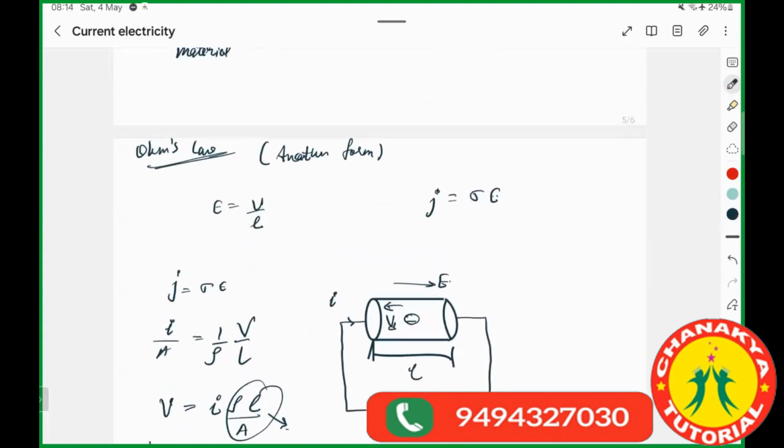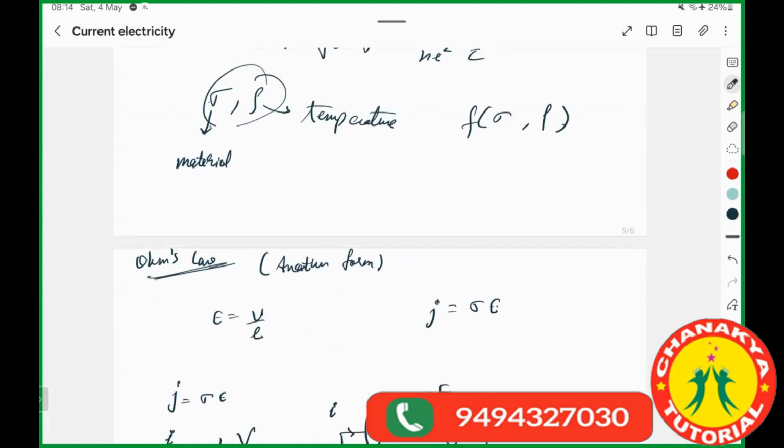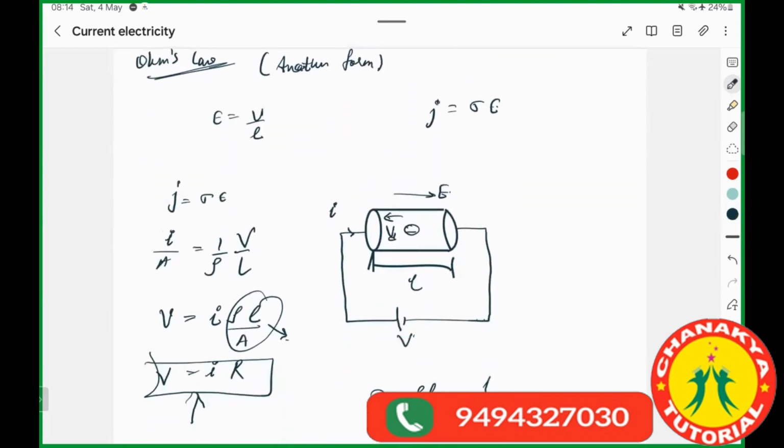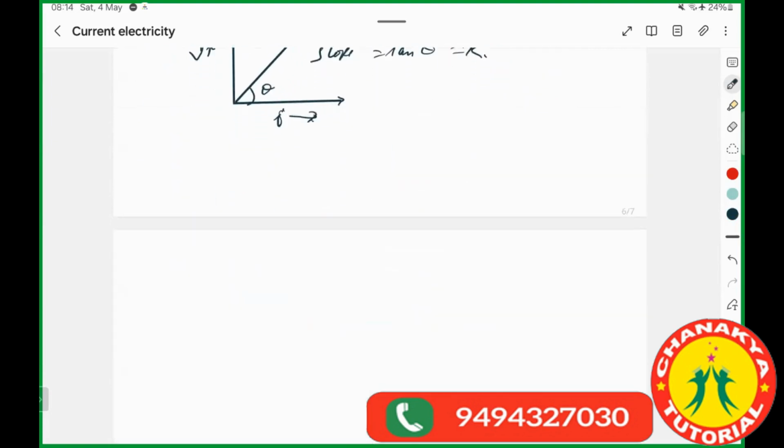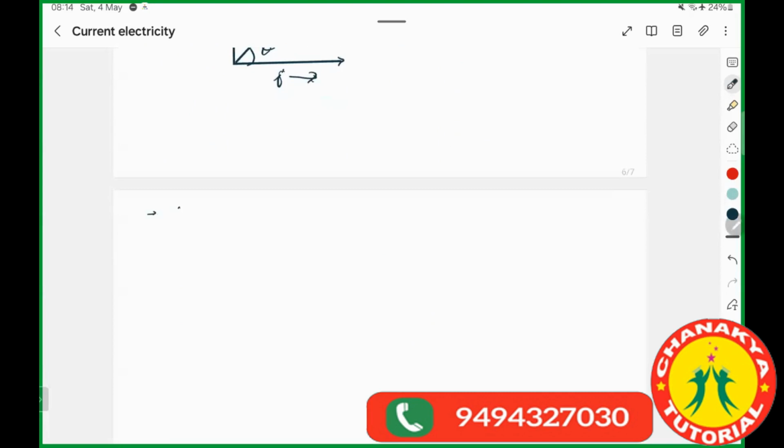Then what is the conductance unit? Conductance is the opposite of this one. Conductance is 1 by resistance. The unit is ohm inverse, or they even call it mho. I don't know how to pronounce it. You can pronounce it whichever way you want.